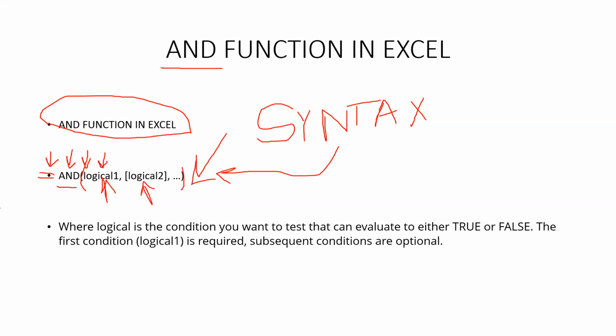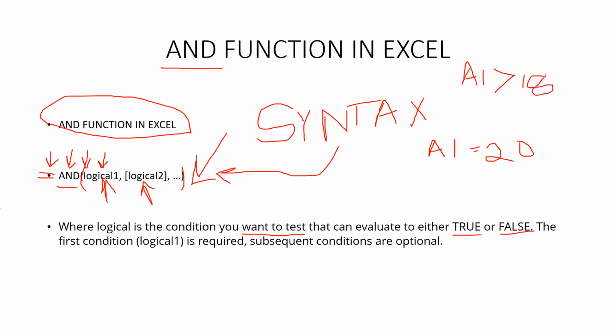The logical condition is basically what you want to test, and whatever you want to test needs to evaluate to either true or false. For example, if the content of cell A1 is equal to 20, in your logical condition you can write: is A1 greater than, say, 18?